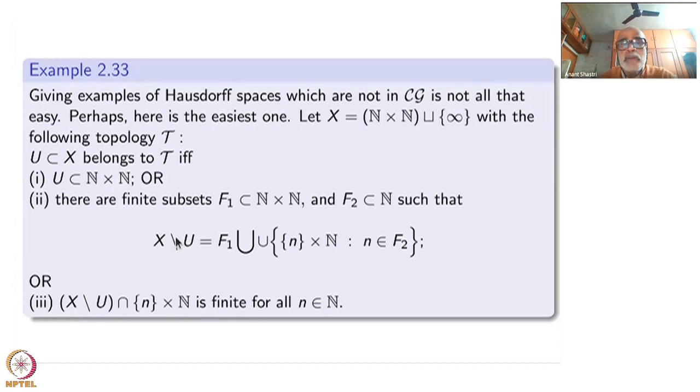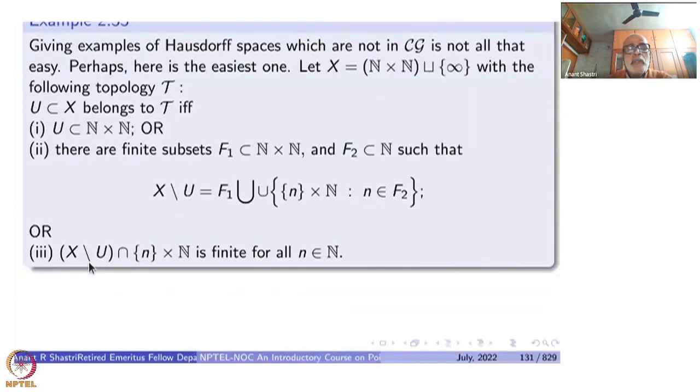Or there is one more condition: X minus U intersects N cross N, namely, now I am again looking at a vertical line, the intersection of a vertical line with X minus U is a finite set for all n.